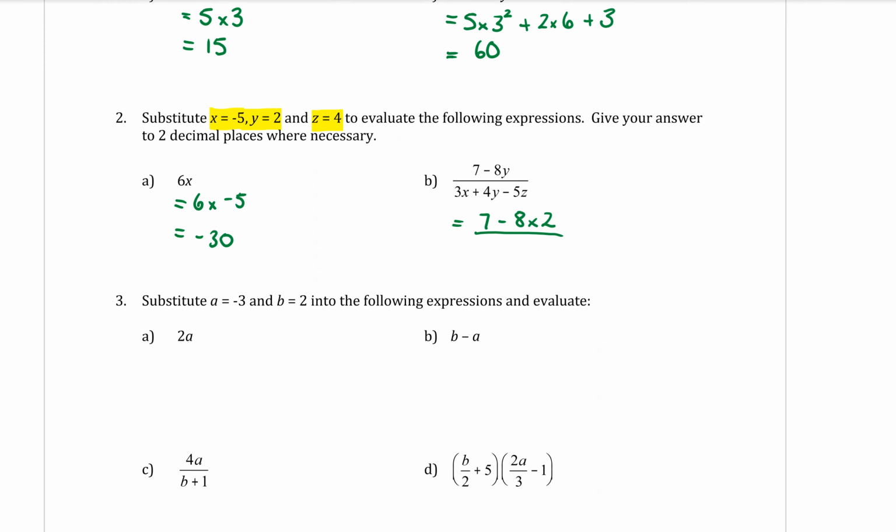Then for the bottom row, we have 3x, which means 3 times x. But we replace the x with a minus 5. Then we have a plus 4y, which means 4 times by y, which is 2. I've run out of room here, but I'm going to keep going, minus 5z. So that means 5 times by, instead of z, a 4. Make that bottom line bigger so it all fits under there.